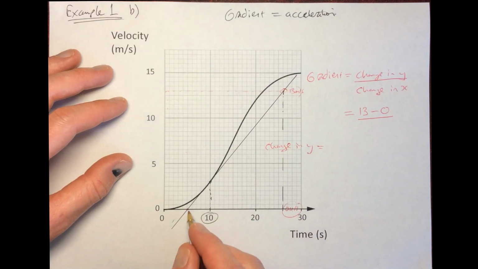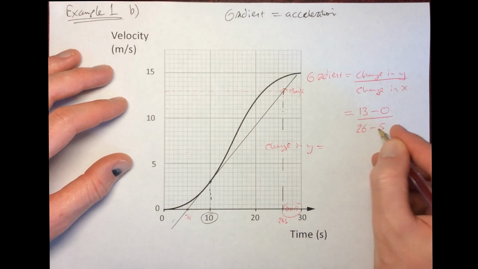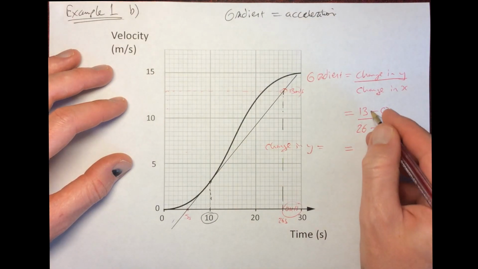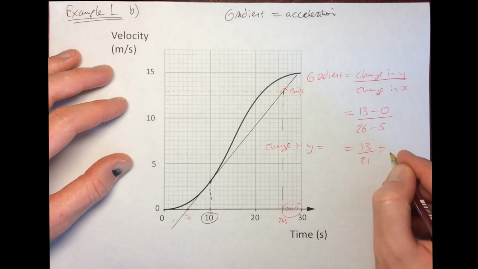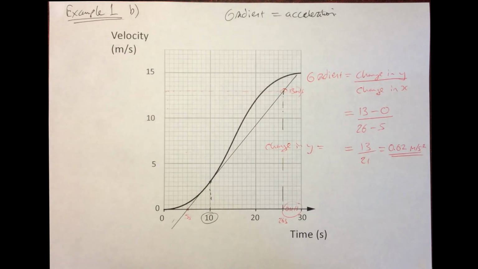Now the change in x is, well, this is 5 seconds, and up here this is 26 seconds. So as I go from here to here, the time changes from 5 to 26. So my final time is 26, my initial time is 5, so it's 26 minus 5. So 13 minus 0 gives me 13, 26 minus 5 gives me 21, and if you calculate that, that should give you 0.62. Now remember, the gradient is the acceleration, so it's meters per second squared. So that's how you calculate the gradient of your graph at that point.